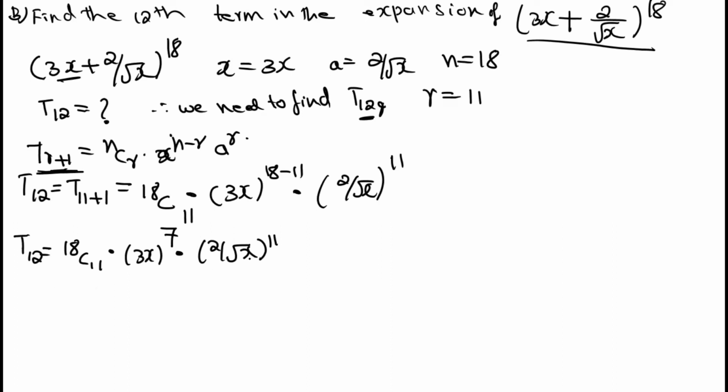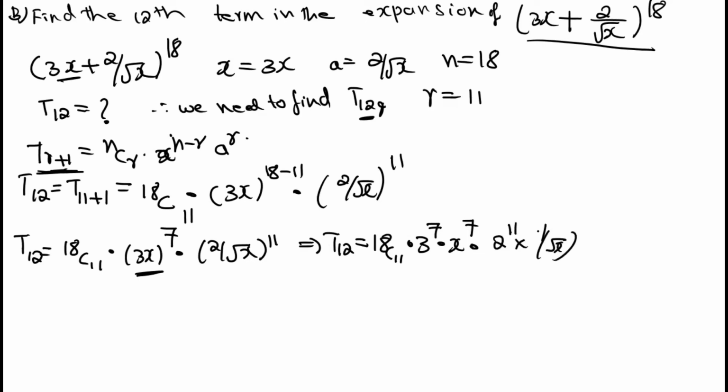In the next step, see, this implies T12 equals 18C11 into 3x to the power 7, which can be written as 3 to the power 7 into x to the power 7 into 2 by root x to the power 11, which can be written as 2 to the power 11 into 1 by root x to the power 11. Why? (a/b) to the power n equals a to the power n by b to the power n. Similarly, 2 by root x to the power 11 can be written as 2 to the power 11 divided by root x, 1 by root x. Root x in the denominator, right? So 1 by root x to the power 11.